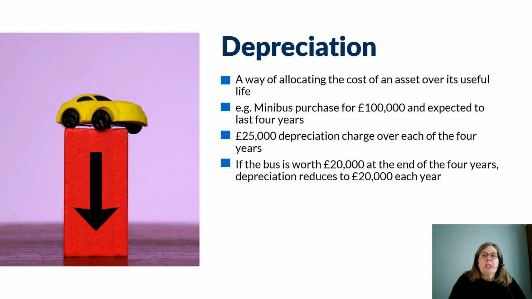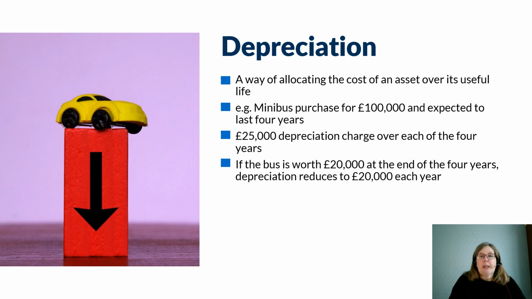In accounting terms, depreciation is a way of allocating the cost of an asset over its useful life. It's an example of the matching concept. You're matching the cost of the asset to the period you derive benefit from using it. As an example, you buy a minibus for £100,000 and expect it to last 4 years. You would capitalise the £100,000 when you buy the bus, and then you depreciate it by £25,000 in each of the 4 years you use it. What that means is that each year, you reduce the amount you're holding on the balance sheet by £25,000 and you charge that amount as a cost in your income and expenditure account.